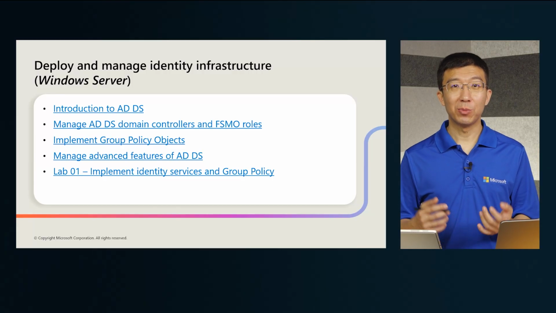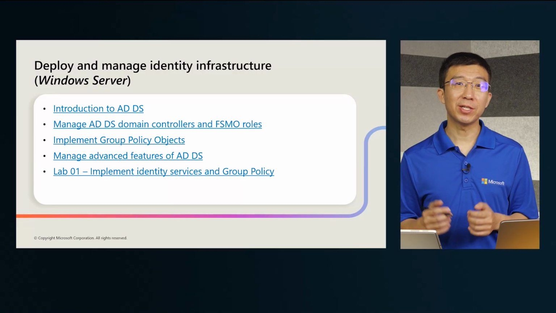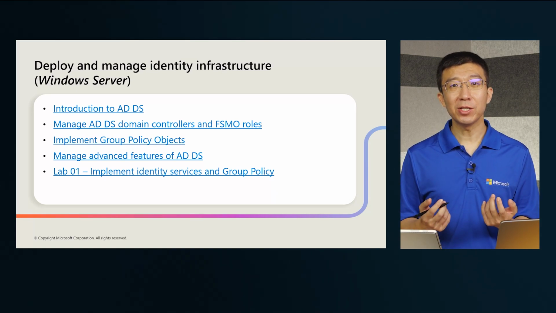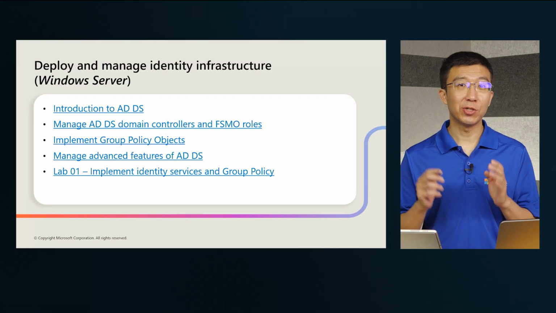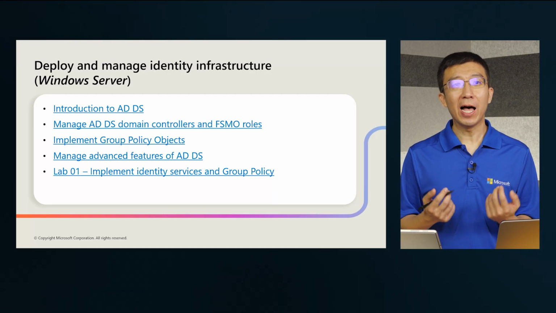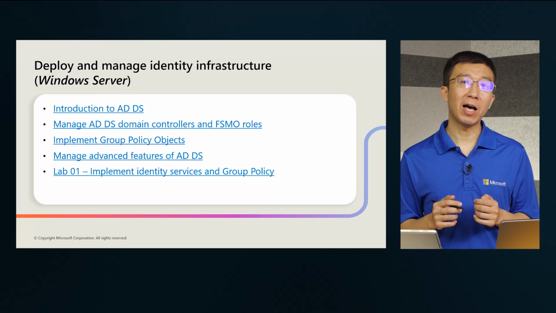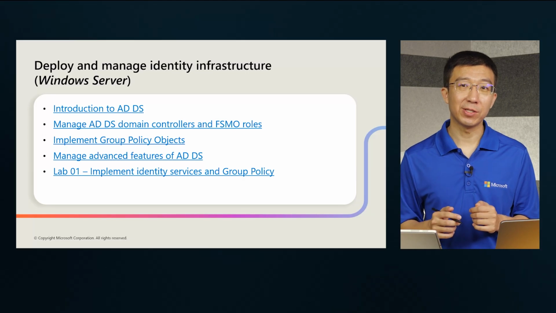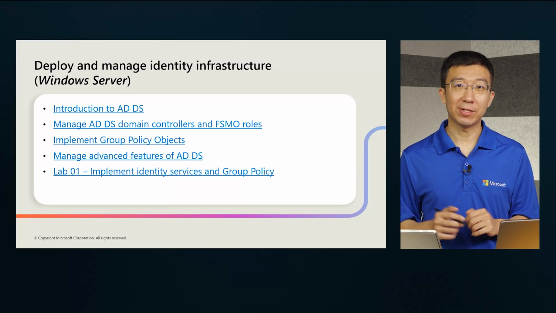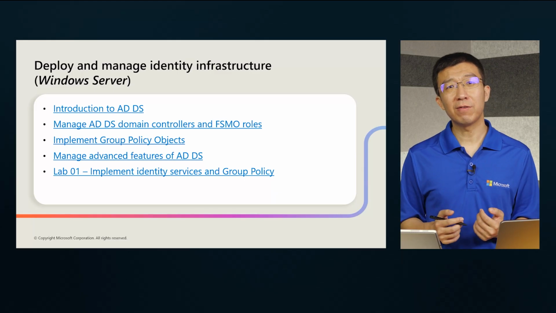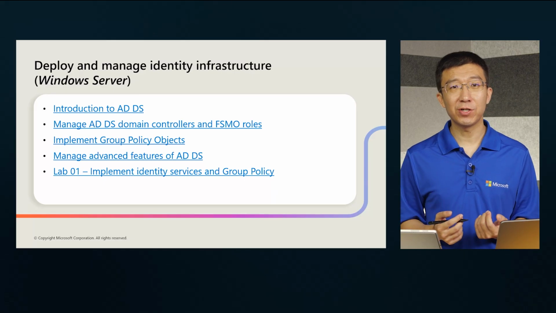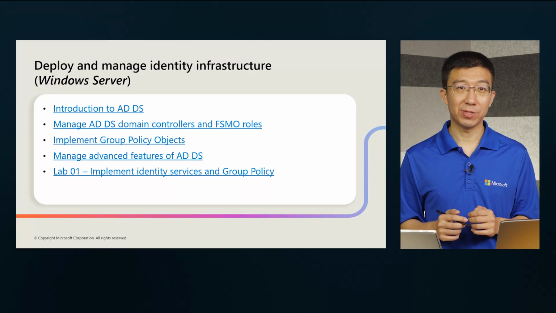In this session, we'll focus on deploying and managing identity infrastructure with Windows Server. You'll get an introduction to Active Directory Domain Services. Learn how to define and manage domain objects, and explore the logical and physical components that make up ADDS. We'll also cover essential management tools, group policy objects, and advanced features like trust relationships. So, let's get started with this session.